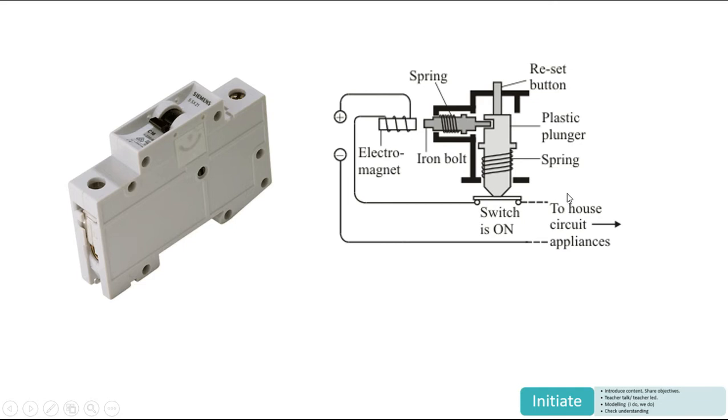During the normal operation, this electromagnet is always on. When the right amount of current is flowing through the circuit, this electromagnet is always powered up, but it's not strong enough to pull this iron bolt towards it. Now, if too much current flows through that circuit, this electromagnet becomes strong enough to pull the bolt towards it, and then that activates this switch. It switches off.